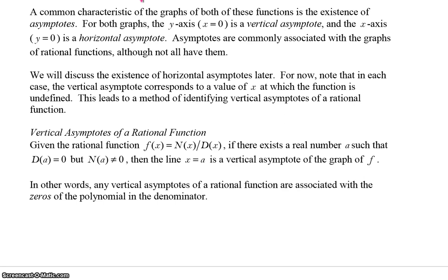In other words, any vertical asymptotes of a rational function are associated with the zeros of the polynomial in the denominator. So to find vertical asymptotes, we need to look for the zeros of the polynomial in the denominator. These are the values at which the rational function will be undefined, since these values will give us division by 0. Not every zero of the denominator may necessarily be associated with a vertical asymptote. But if there are vertical asymptotes, they are always associated with the zeros of the denominator.